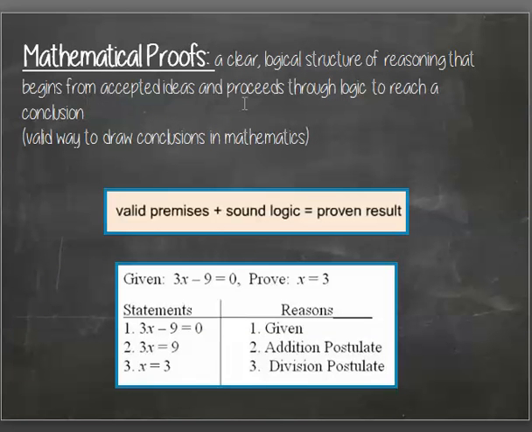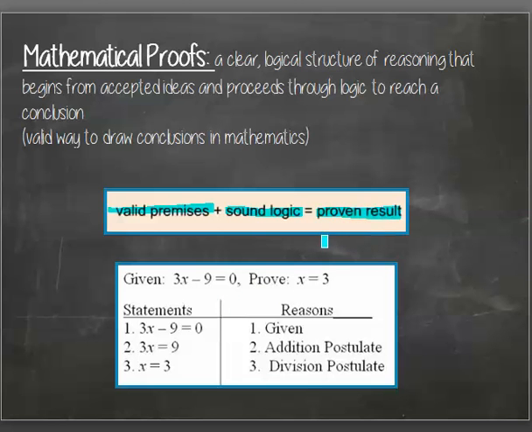A mathematical proof is a clear and logical structure of reasoning that begins from accepted ideas and proceeds through basic logic to reach a conclusion. This is the valid way to draw conclusions in mathematics. And so we have this representation right here: valid premises plus some sound logic will give us a proven result.